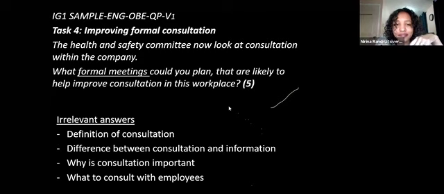So these are all correct, but to make sure it's clear, we need to at least elaborate. Mentioning monthly meeting: this is a meeting attended by the entire company, where all the safety concerns will be discussed, or previous accidents or statistics, and the concerns from the employees will be discussed. So these are all correct, and then put some elaboration. What to put in the elaboration? Mention who will attend it and what the purpose of the meeting is. Because the purpose of a toolbox meeting will be different from the purpose of a weekly meeting or monthly meeting, right? So just that.